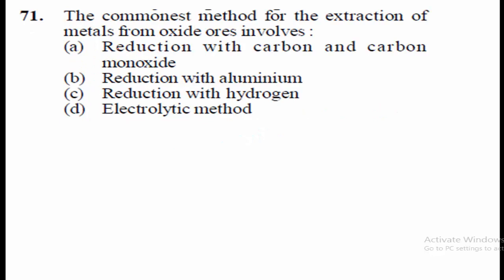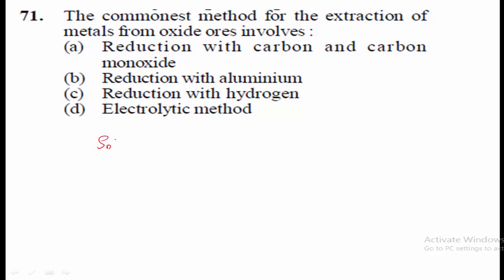71st. The commonest method for the extraction of metals from oxide ores involves. So when there is a presence of oxide ores, they are reduced by using a reducing agent in presence of heat. When we consider oxides, C is the most common reducing agent. That is, the smelting process is used. So reduction with carbon and carbon monoxide will be the commonest method for extraction of metals from oxide ores.